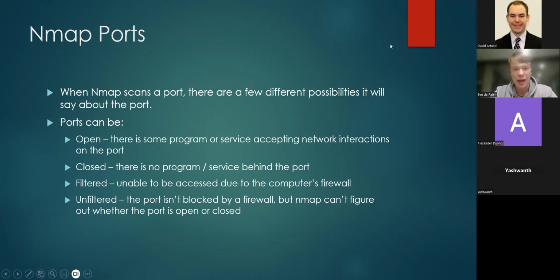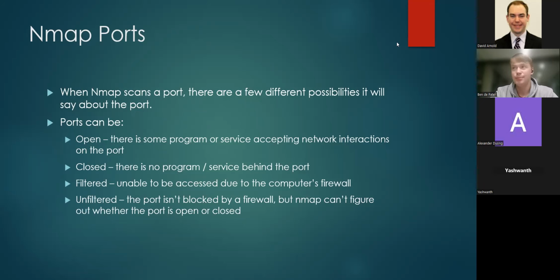All right, so Nmap ports. Whenever Nmap scans a port, there are a few different possibilities it will say about a port. Ports can either be open, closed, filtered, or unfiltered. If a port's open, that's really the best type of port for hacking, you want to find as many open ports as you can. An open port is basically some port where there's a program or service accepting network interactions on the port.